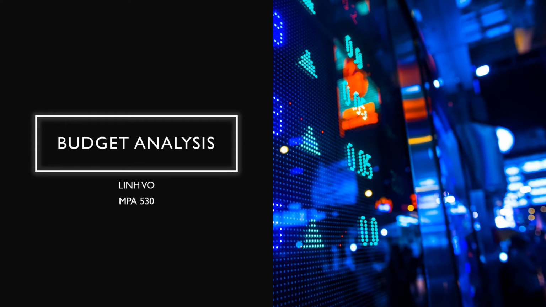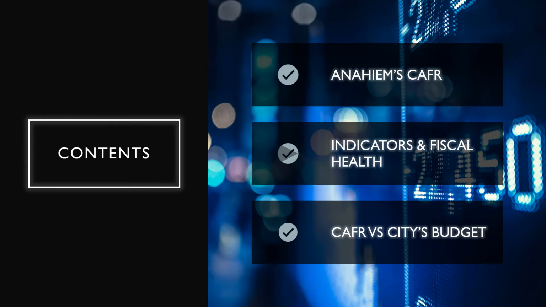Welcome to my budget analysis for the City of Anaheim. Today I was making the comprehensive annual financial report, in short, the CAFR. Then I will show you the indicators that determine the fiscal health, and finally the difference between the information on the budget compared to the CAFR.